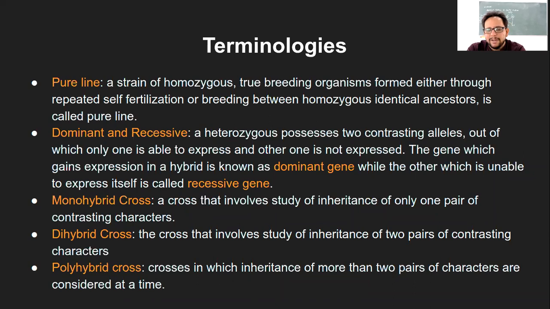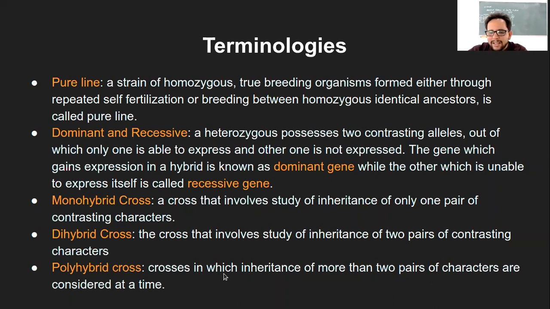And dihybrid cross is where two pairs of contrasting characters are taken into consideration while studying the inheritance. That is, let's say a tall plant with yellow color of the seeds crossed with a dwarf plant which has green color of the seeds. So two traits, each having two different contrasting phenotypes, are crossed further, that is dihybrid cross.